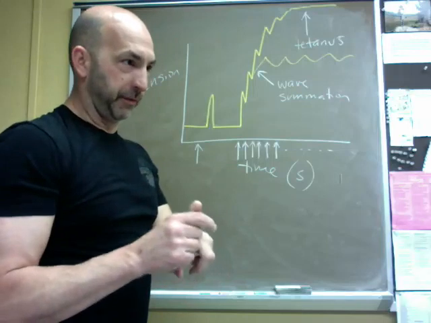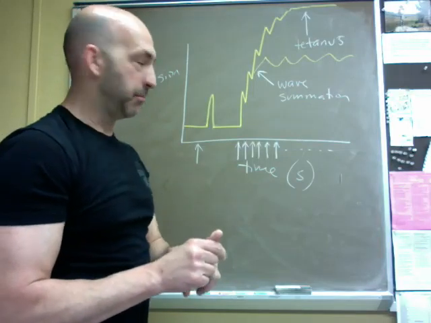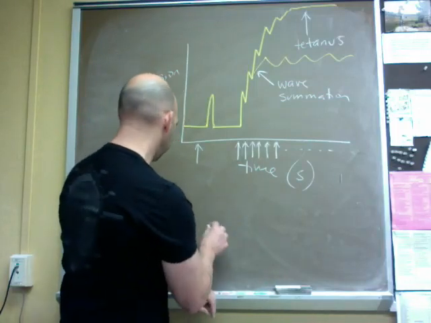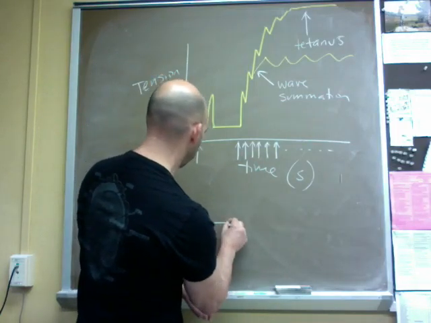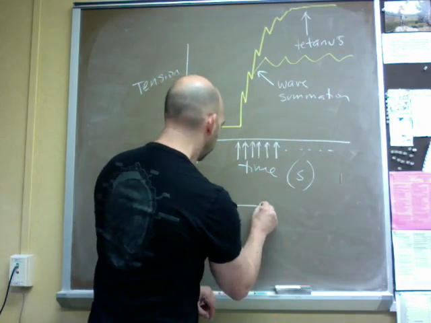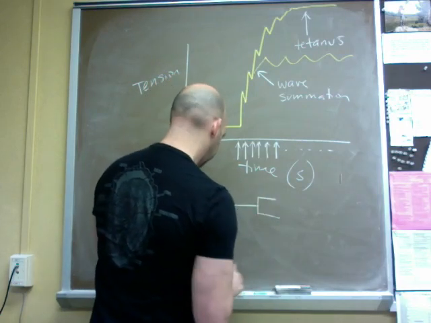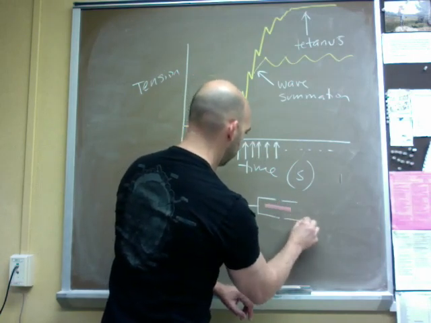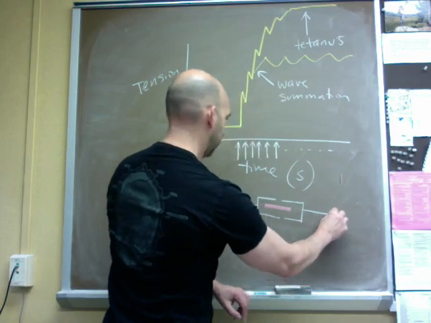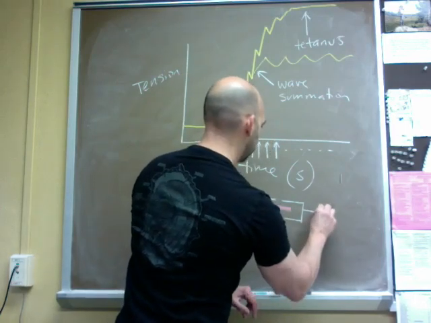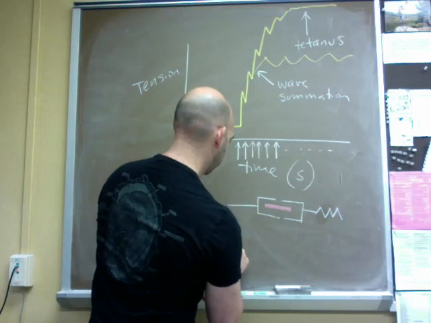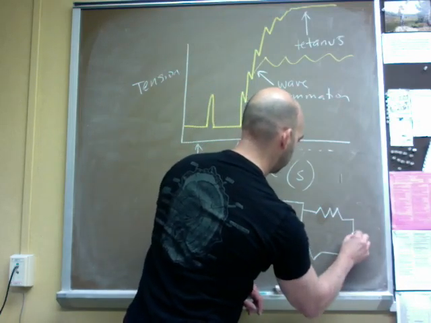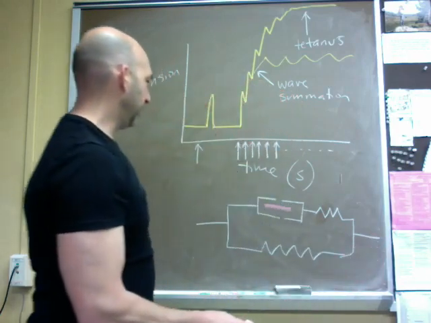So the first being a rise in intracellular calcium. The second being the fact that I'm going to draw my Hill model here. I'm going to draw it horizontally since I have more horizontal room here. And so here's a very simplified sarcomere representing the contractile elements of the muscle. Okay, so this is the Hill model.